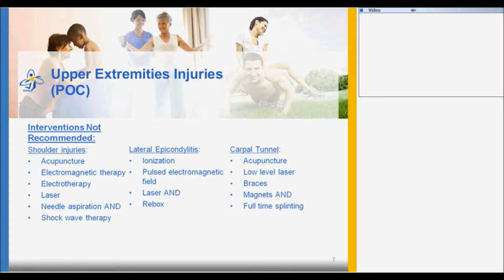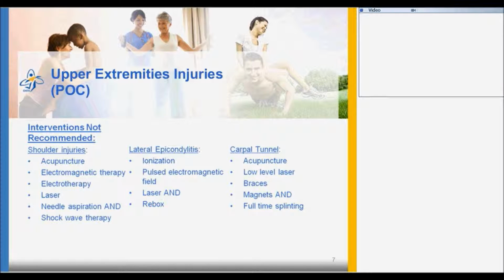Now let's go through the treatments not recommended for use within this POC. First, for the shoulder injuries, they are acupuncture, electromagnetic therapy, electrotherapy, laser, needle aspiration, and shockwave therapy. Second, for the lateral epicondylitis, they are ionization, pulsed electromagnetic field, laser, and Rebox. Thirdly, for carpal tunnel, they are acupuncture, low-level laser, braces, magnets, and full-time splinting.